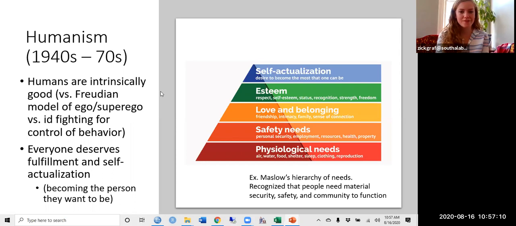Moving forward in time, psychoanalysis was really dominant from the late 1800s through the 60s and 70s in America. But starting around the 40s, maybe a little bit before, and really being dominant through the 70s was the humanistic school of psychotherapy. Whereas Freud thought that humans are at their base animals with aggressive and sexual drives that have to be controlled by the person and by society, humanists thought that people are intrinsically good, that under the right conditions, everyone would be a good person. Everyone would just strive to better themselves and to help other people.